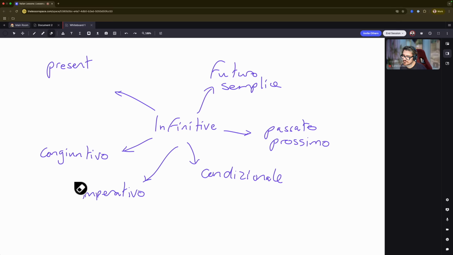So if the infinitive was parlare, as we looked at now, the present tense would be like I talk. The future simple would be like I will talk. The passato prossimo would be I talked. The conditional would be I would talk. The imperativo would be like talk, like a command. You must talk, like an interrogation. The congiuntivo would be like if I talked. So remember, the infinitive, when a verb looks like this, is the way that we get to all of these different parts.